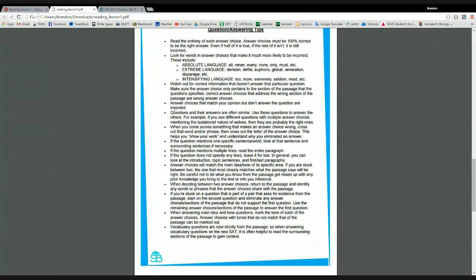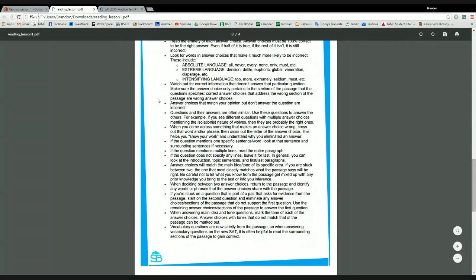And answer choices that match your opinion but don't answer the question are incorrect. So once again, opinion should not be a factor in answering questions. Questions and their answers are often similar. Use these questions to answer the others. For example, if you see different questions with multiple answer choices mentioning the isolationist nature of wolves, then they're probably the right ones.